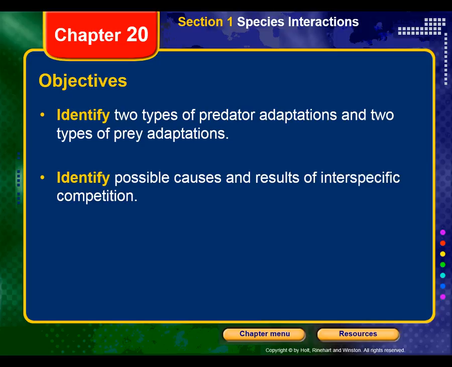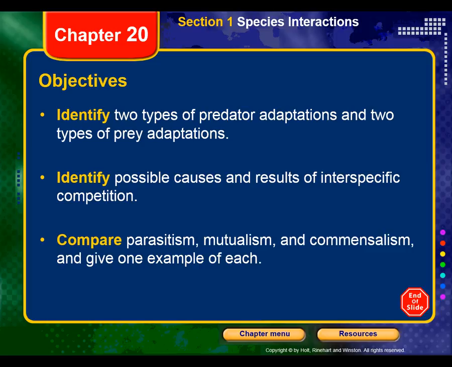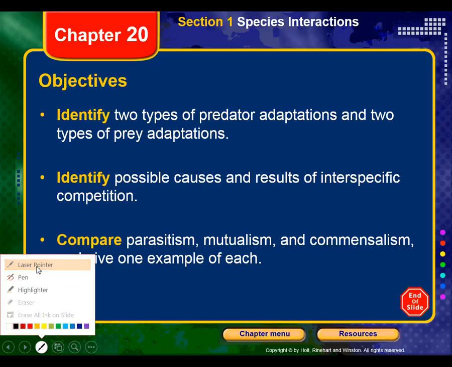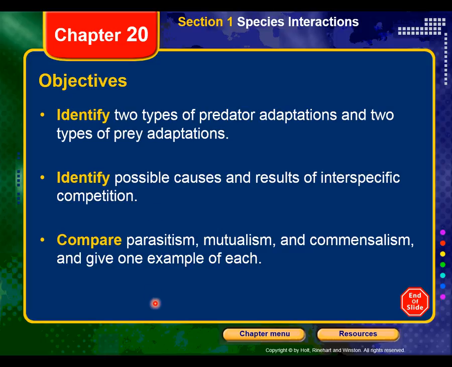That will be tomorrow's lecture. And the third one, compare parasitism, mutualism, and commensalism. Give one example of each. And so we'll kind of try to hit those things as best we can. Today we'll talk about predation.